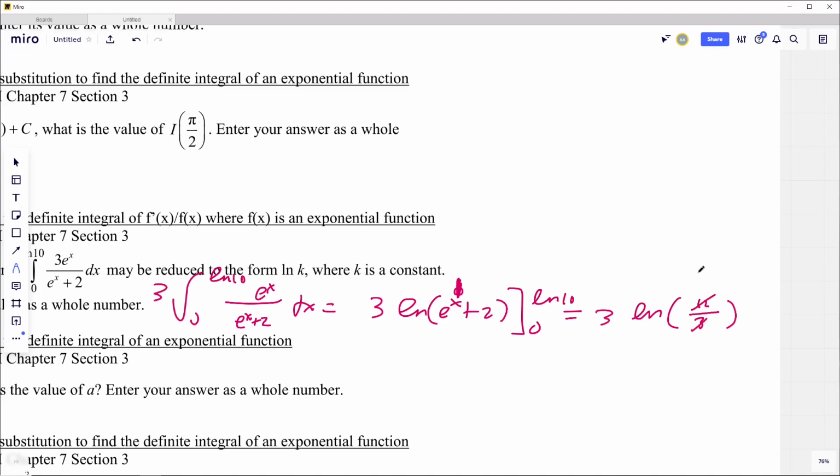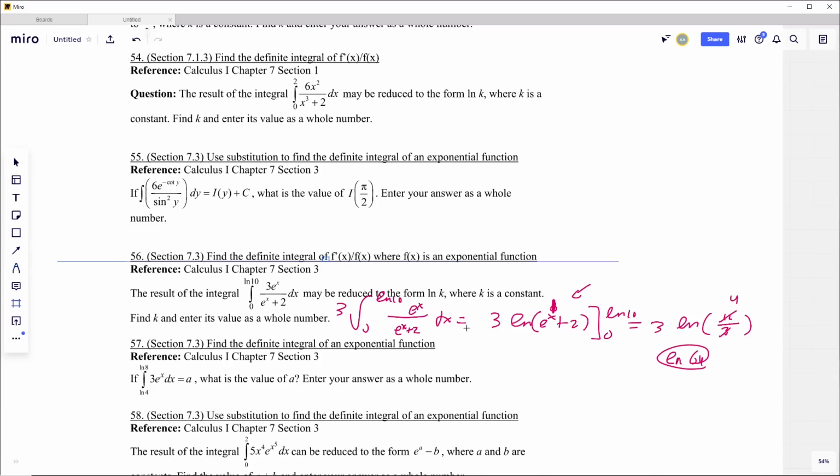3 cancels with this. I know this is, by the way, a mental mistake. I sometimes do it. Sometimes. So this is 4. So ln 4 to the power of 3, which is 4 times 4 times 4, which is 64. Double check. Yeah, it's 64. So yeah. And we're done with this one.